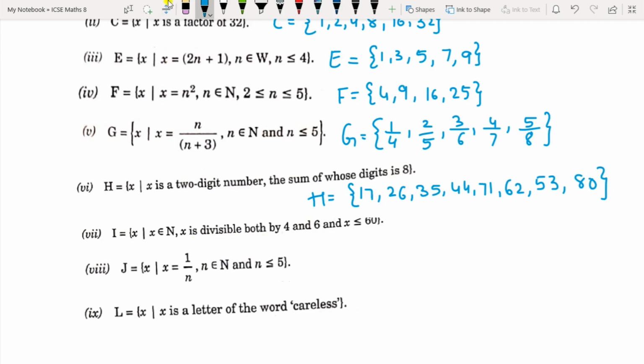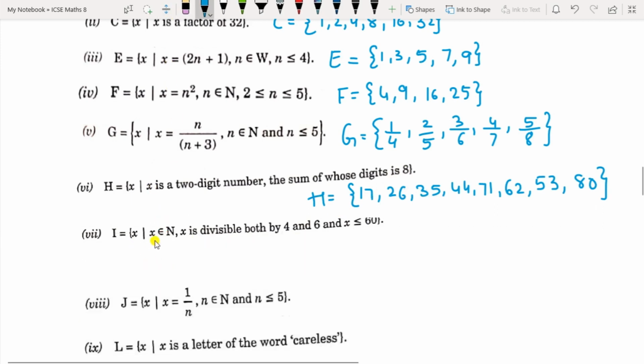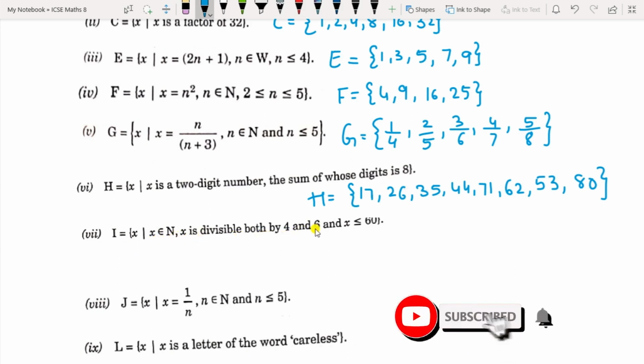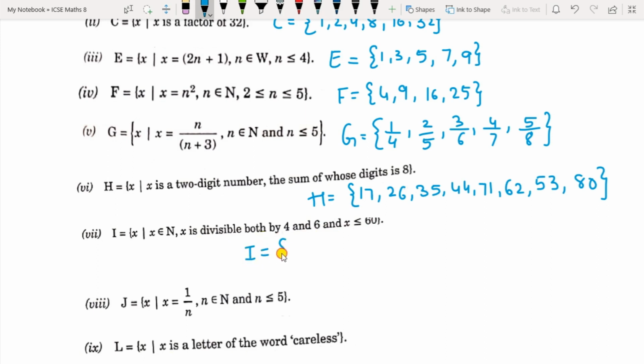Then set I. Set I is x belongs to natural numbers, x is divisible by both 4 and 6, and x should be less than or equal to 60. So such numbers are divisible by 4 and 6. The numbers that come in the tables of 4 and 6 both are divisible by 4 and 6 both. So I equal to, the first number will be 12.